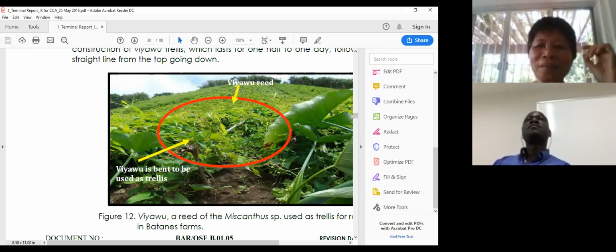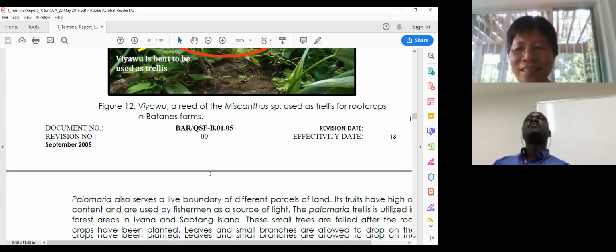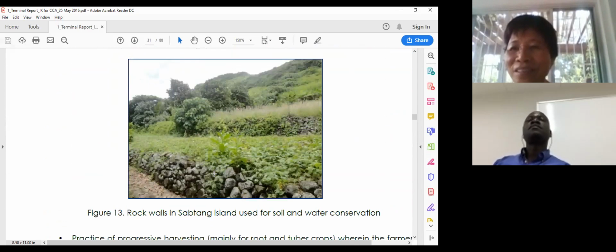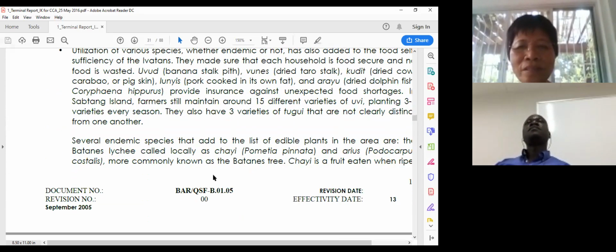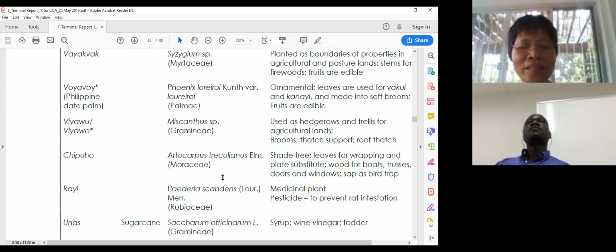Right. They also have a reed. Use as trellis. All right, use as trellis. This is the Viyabut reed. They use it as trellis for their plants. That is one of their coping strategies. It's meant to be used as trellis. They call it for root crops. Okay, let me show you another one. This is the one that I showed you, the rock, right, for their tubers, right? Now, these are the different plants that they use and their scientific name.